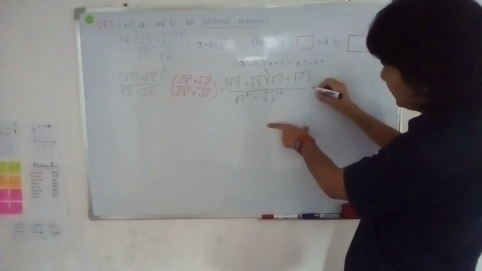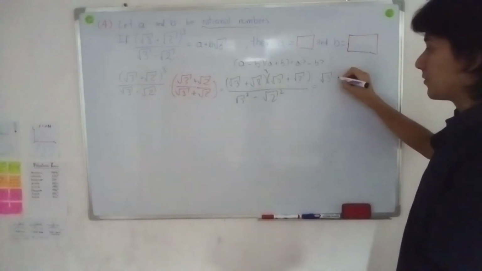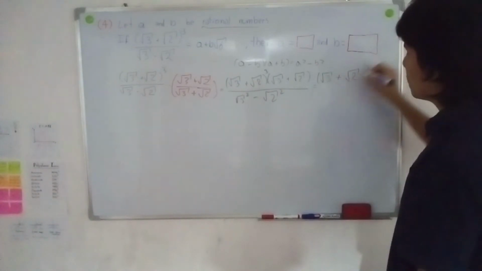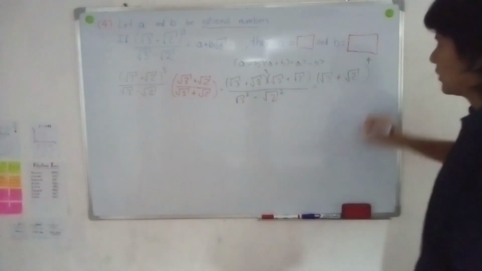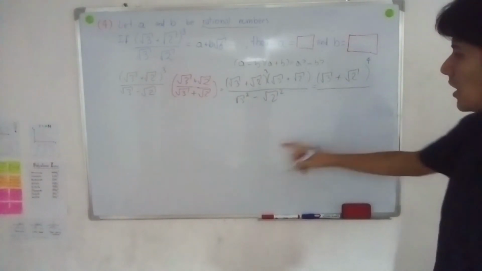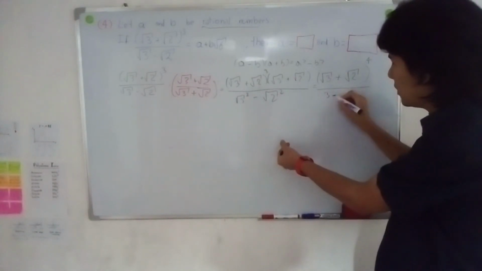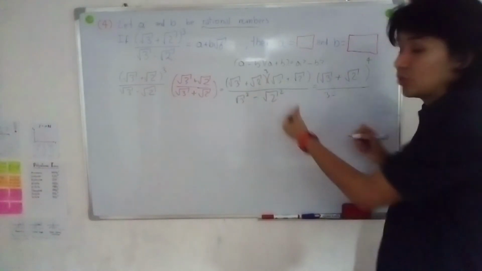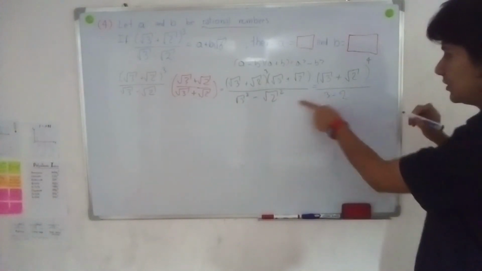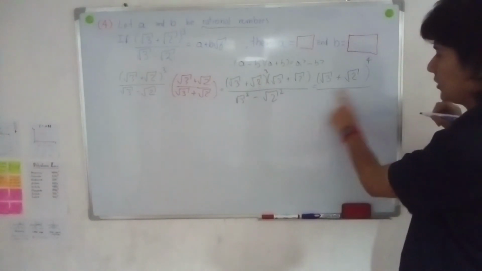And that is the square root of 3 plus the square root of 2, 4. Okay, 3 plus 1 is 4. And the square root of 3 squared is 3. And the square root of 2 squared is 2. And that is 1. Okay, that here is 1. 3 minus 2 is 1.